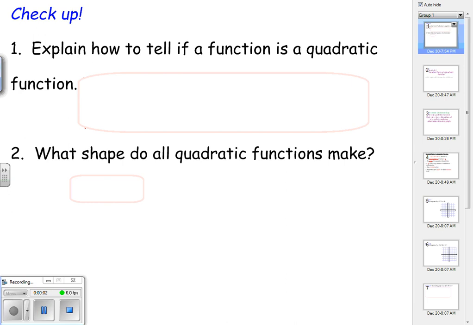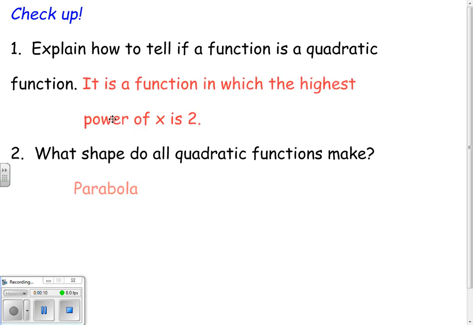This question should look very familiar to you. You've seen it before. Make sure that you're okay with both of these because they will be coming up again very quickly. You can tell if a function's a quadratic function if the highest power of x is 2. Also, number 2, the shape that all quadratic functions make is a parabola.